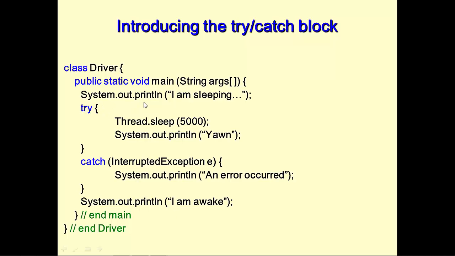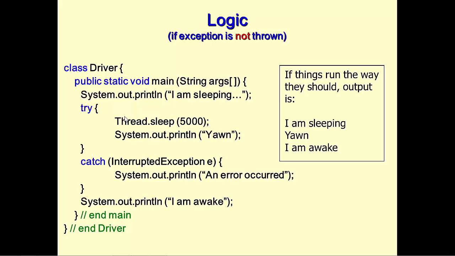We could say system.out.println I am sleeping, and then we try to do this block of code between this opening curly and this closing curly right here. Now what are we going to try to do? We're going to try to do this thread.sleep for 5000 because this is what could be throwing the exception. Now it may not throw the exception, but it could.